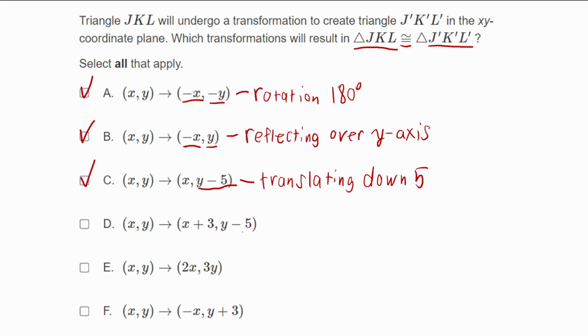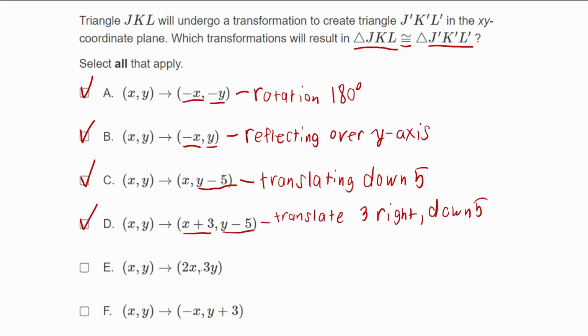But oh, look, the next one looks exactly the same, except now we have our x plus 3. Well, this is still a translation, right? But now we're translating our x plus 3, which is 3 to the right, and then down 5. Well, if we slide in two directions, does that change the shape and size of our triangle? No, it keeps it the same, so they're still congruent.